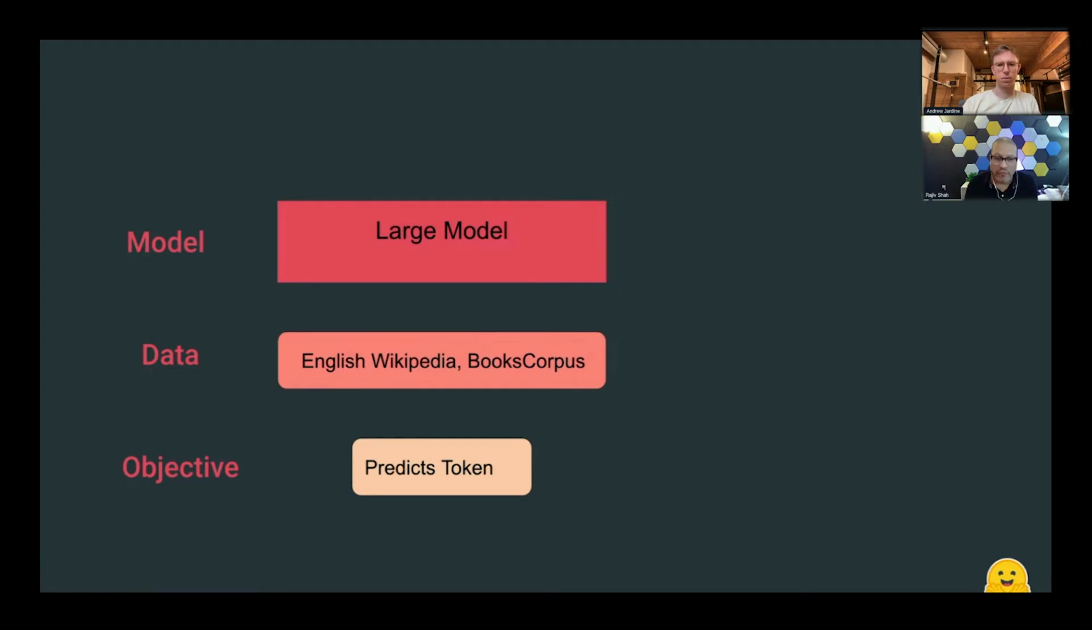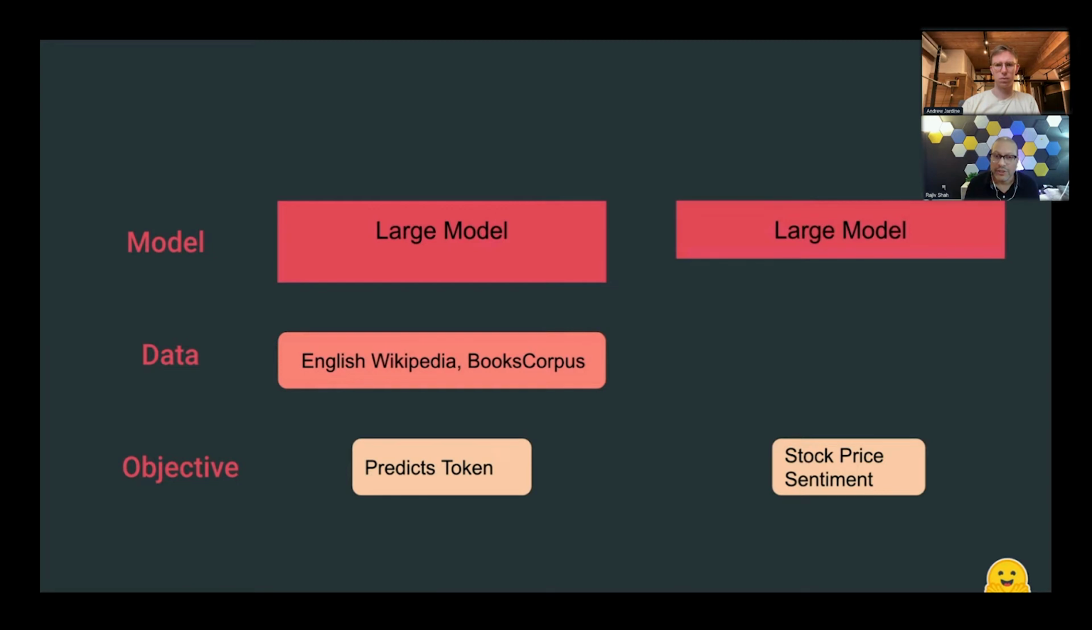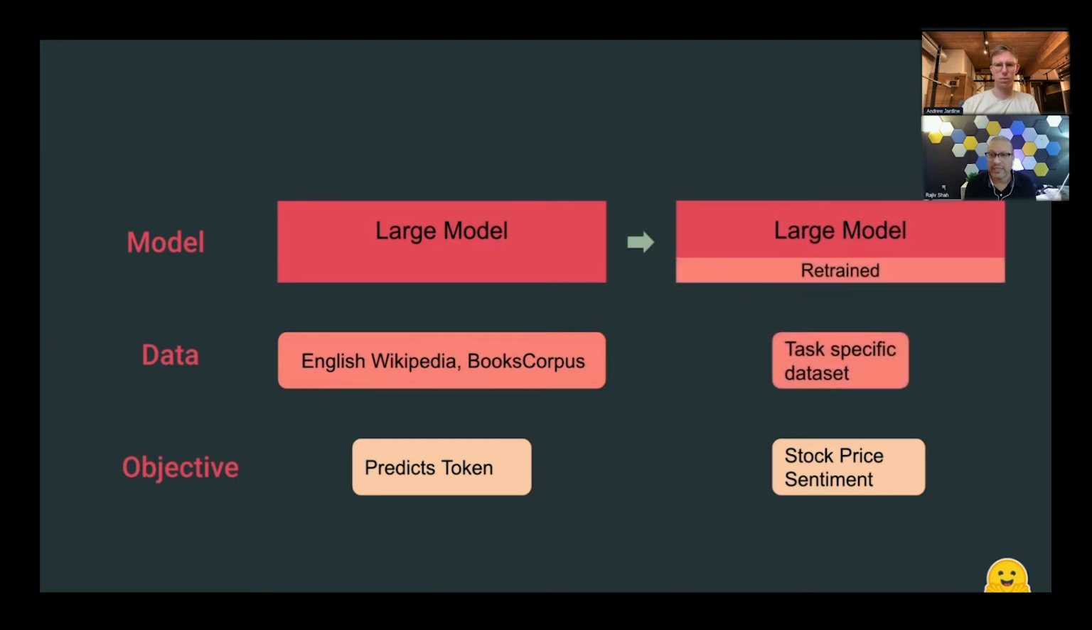Now, what we figured out, and hopefully most of you data scientists know this, is that you can start with these large models that are, for example, trained on English Wikipedia and BooksCorpus. But if I have a slightly different task, if I want to predict the sentiment of stock prices, is the stock price going to go up or down? What I can do is take a task-specific data set and retrain a little bit of that large model. There are different methods for doing this, but this is what we call fine-tuning or transfer learning, a way to tune this large model to that specific task.